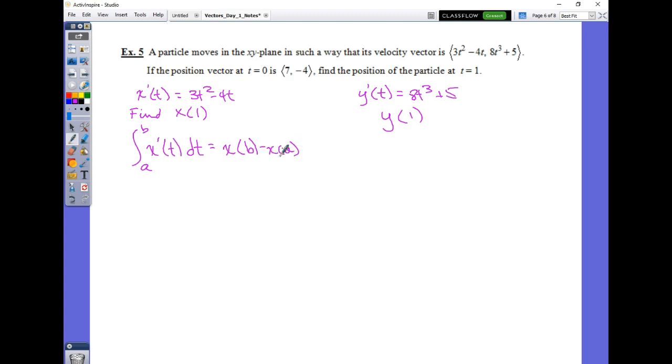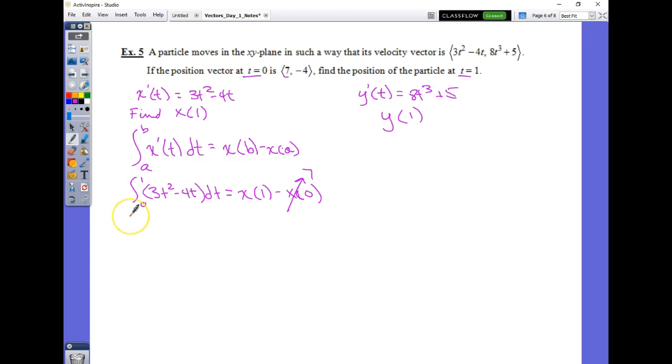And in this case, I need to ask myself, what values do I know for a and b? I have data at t equals 0, and I want data at t equals 1. So what this is telling me to do is to integrate from 0 to 1 my x prime of t function, 3t squared minus 4t dt, and that will give me my x of 1 minus my x of 0. And I know what one of those is. At t equals 0, my x value equals 7.